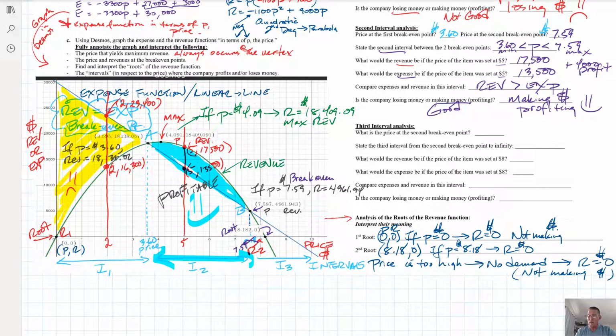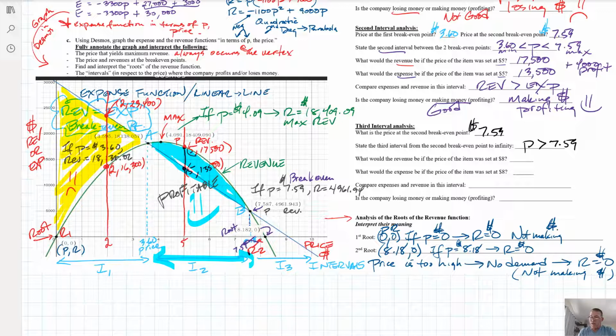Okay, and then what happens after in the third interval? Well, the price at the second break-even point is $7.59. Okay, got it right this time. All right, and state the interval from infinity, so the price is just simply greater than $7.59. So when you're greater than $7.59, anything to the right, the price is going to be too high.